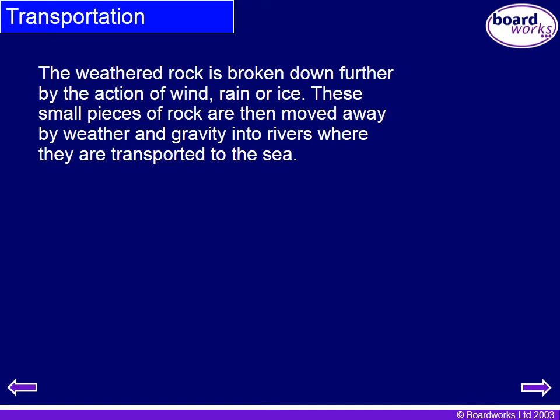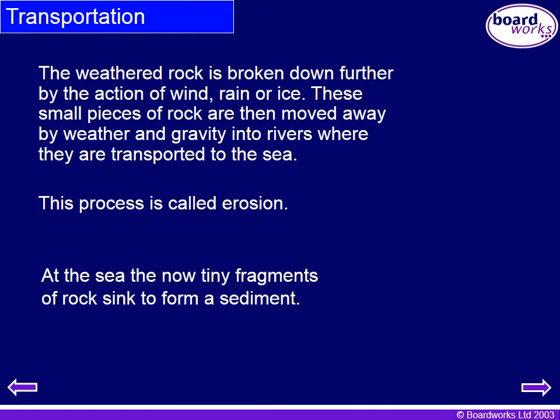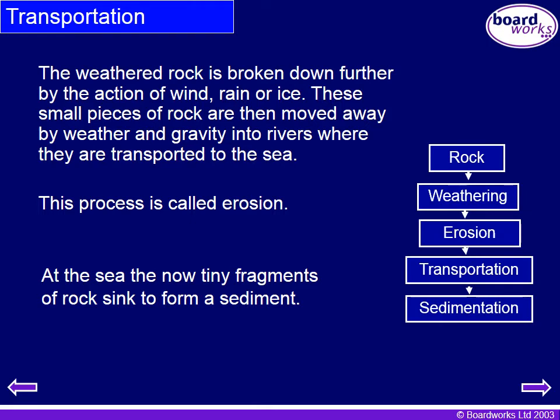The weathered rock is broken down further by the action of wind, rain, or ice. These small pieces of rock are then moved away by weather and gravity into rivers where they are transported to the sea. This process is called erosion. At the sea, the now tiny fragments of rock sink to form a sediment.